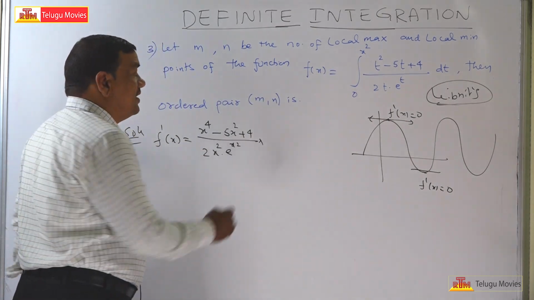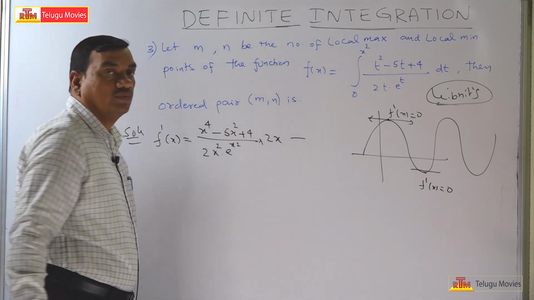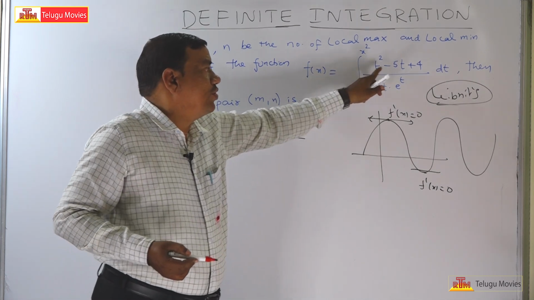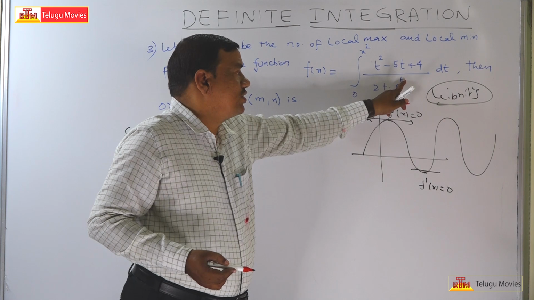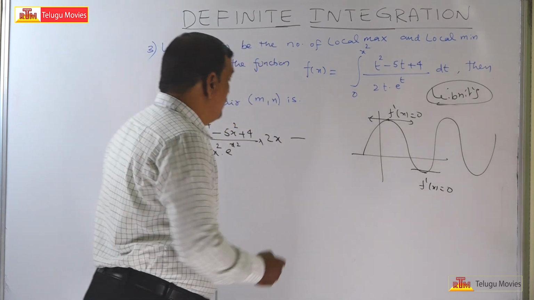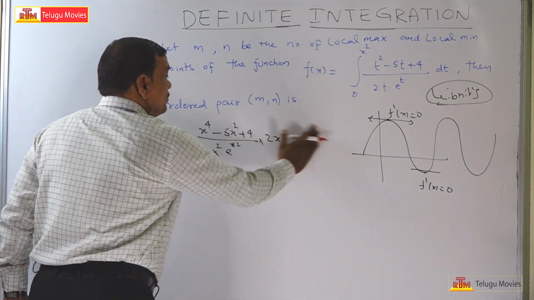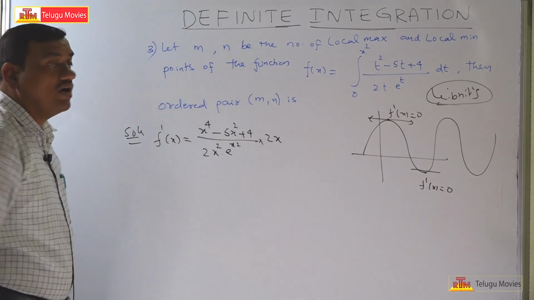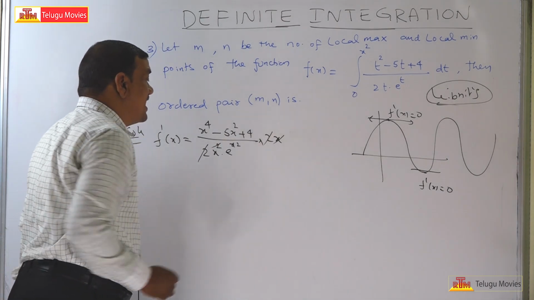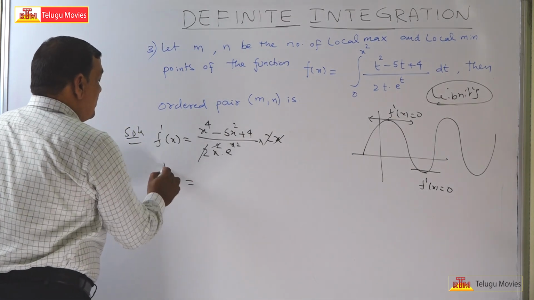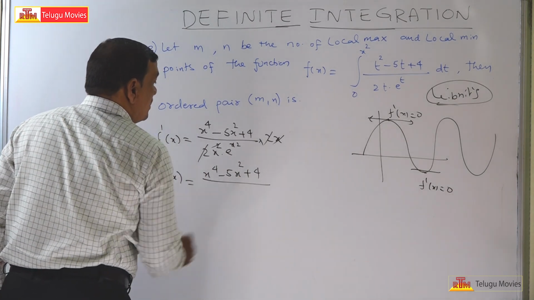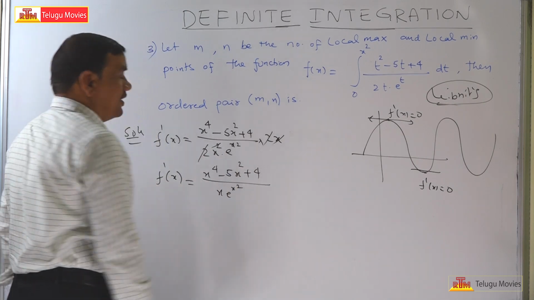What is the derivative of the upper limit? This is 2x. Minus, wherever t is there, you substitute 0, this is 0, this is also 0. So you will get the derivative of 0 is equal to 0, then you will get 0. Therefore, you can avoid this, no need to write it down. So this is your function f dash of x. Here one x will also get cancelled. Ultimately, what you got is f dash of x is equal to (x power 4 minus 5x square plus 4) by x into e power x square.